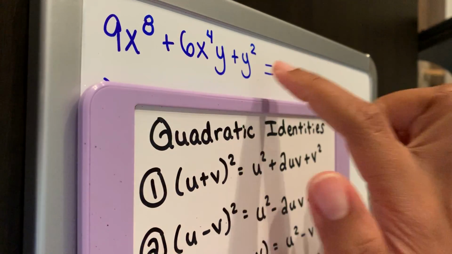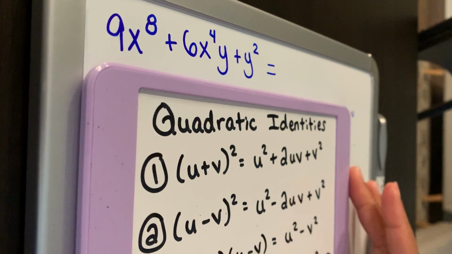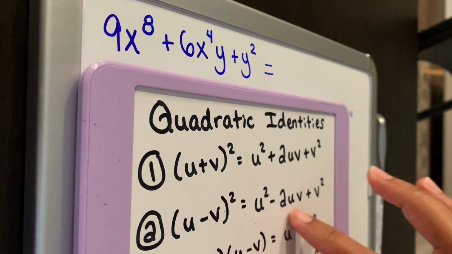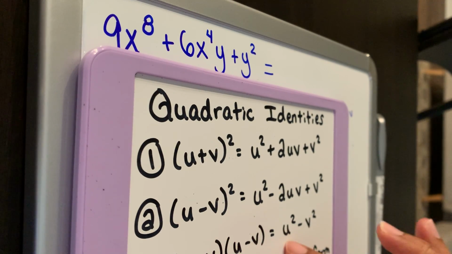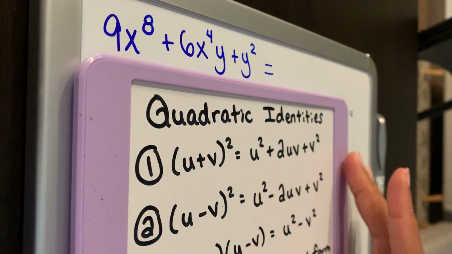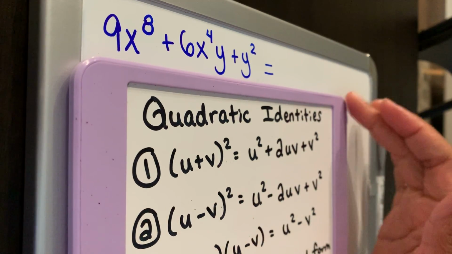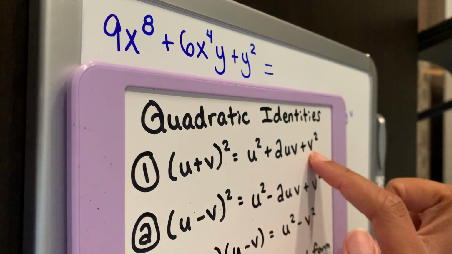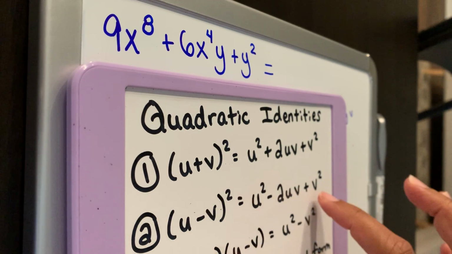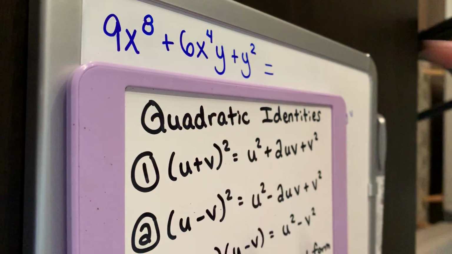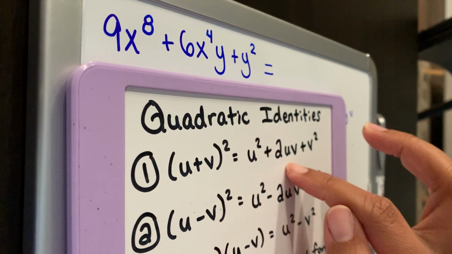We have 3 terms, right? For number 1 and 2, we have 3 terms: 1, 2, 3, and then 1, 2, 3. The third one only has 2 terms. That's the first thing. So I can eliminate 3 right away because it only has 2 terms. Now let's look at 1 and 2. This one has 3 positive terms. This one has 2 positive terms and a negative term in the middle. Now look at ours. We have 3 positive terms. So guess which one I'm going to use between 1 and 2? I'm going to use number 1.